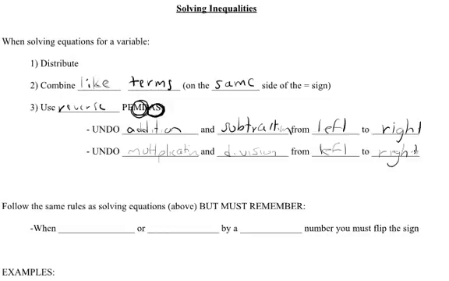Remember, we undo by using the opposite operations. So the opposite operation from addition is subtraction. So they undo one another. And multiplication and division are opposite. So they undo one another.